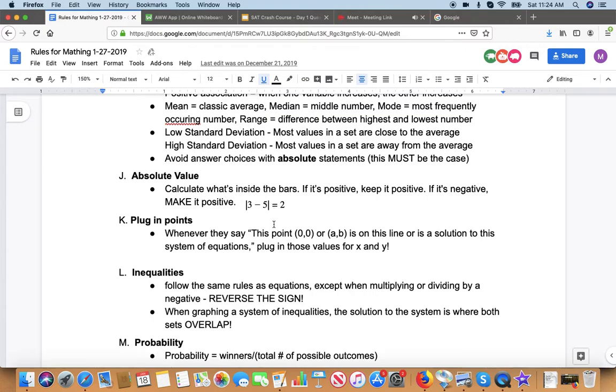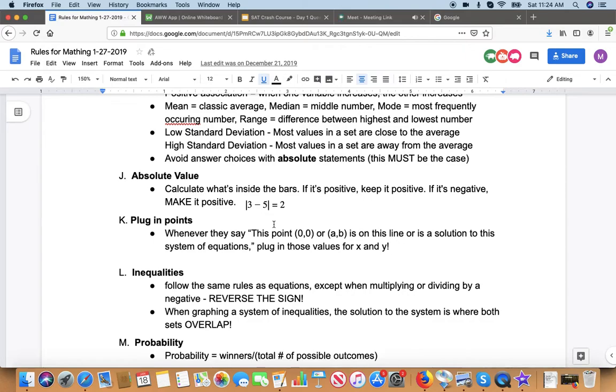It's the absolute value. That's how you read it, by the way, when you see those straight bars. They're like straight parentheses. The absolute value of 3 minus 5 equals 2. So calculate what's inside the bars. What's 3 minus 5, Caden? 3 minus 5 is negative 2. Negative 2, right? If it's negative, make it positive. What's negative 2 turned positive? Just 2, positive 2. So therefore, the absolute value of 3 minus 5 is 2. Does that make sense?